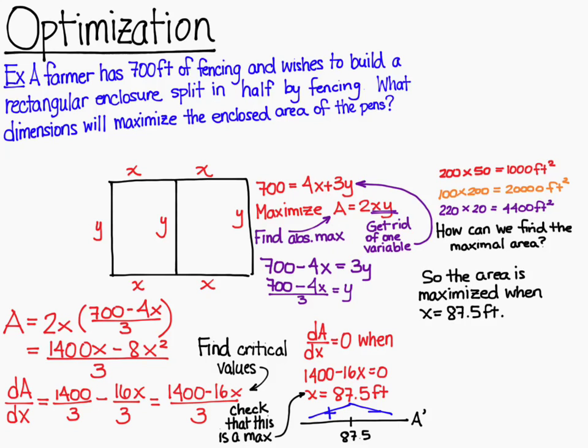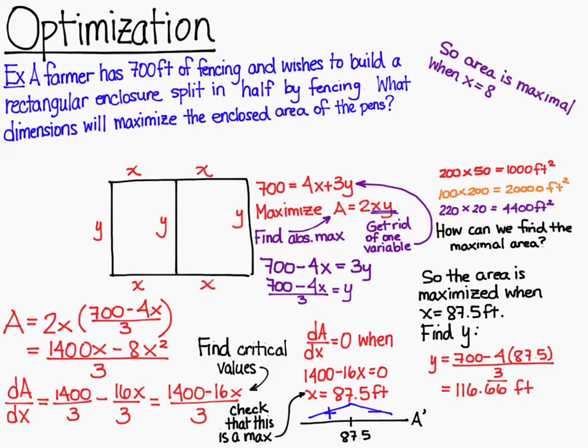Unfortunately, we're not done yet. We still have to find y. But in order to find y, remember that y equaled (700 minus 4x) all over 3. So I'm just going to plug in x equals 87.5 into that formula for y and solve for y. I end up with y equals 116.66666666 feet. And now I know that the area is maximized when x equals 87.5 feet and when y equals 116.66666666 feet.